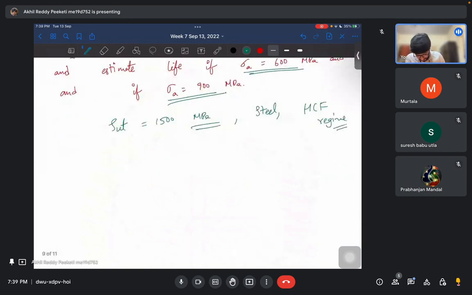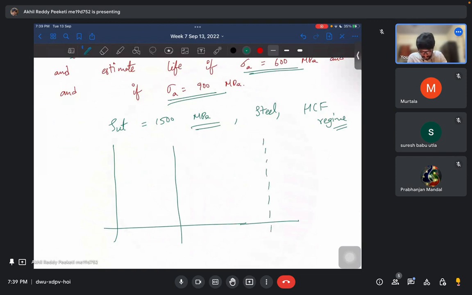So to actually draw the SN plot, this is 1, this is 10 power 3, 10 power 6, 10 power 0, 10 power 1.